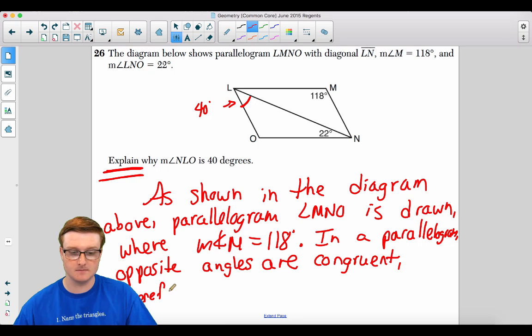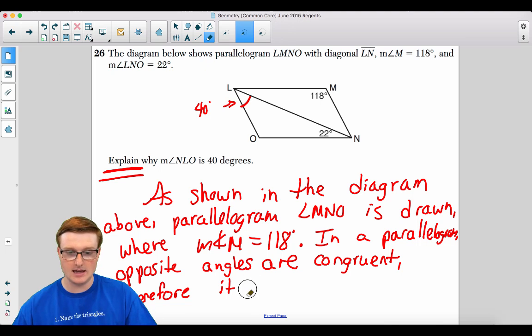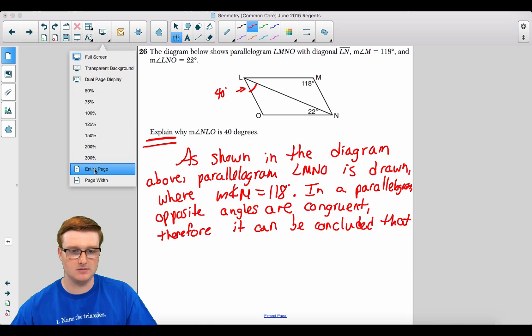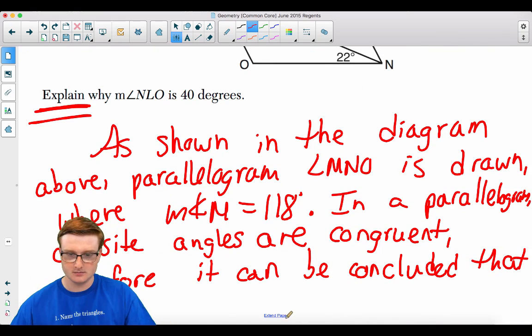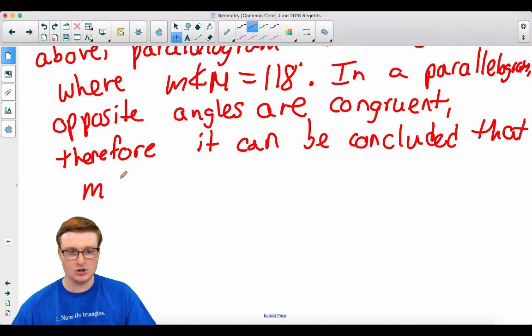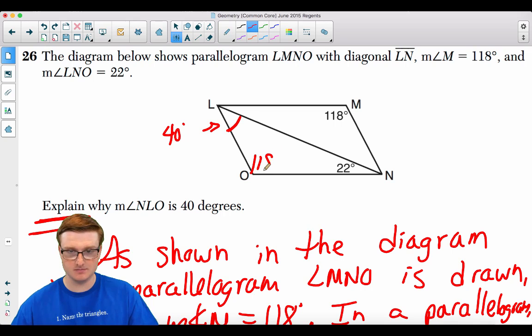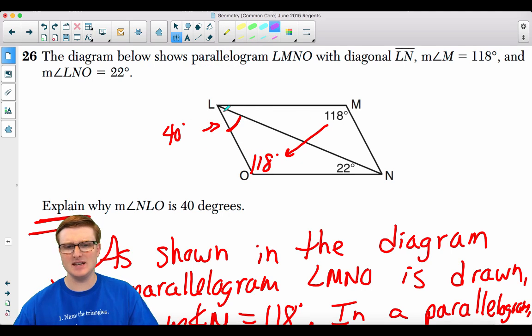Therefore, it can be concluded that, zoom out here, that the measure of angle O is equal to 118 degrees. Well, why do I need that to be 118 degrees? Well, your goal is to say, hey, wait a minute. Isn't this a triangle? Of course it is.